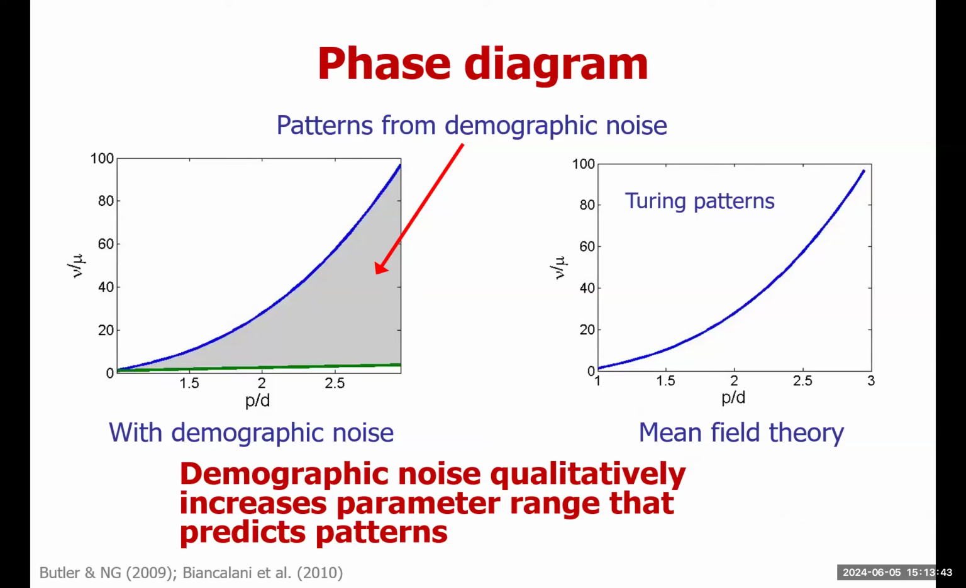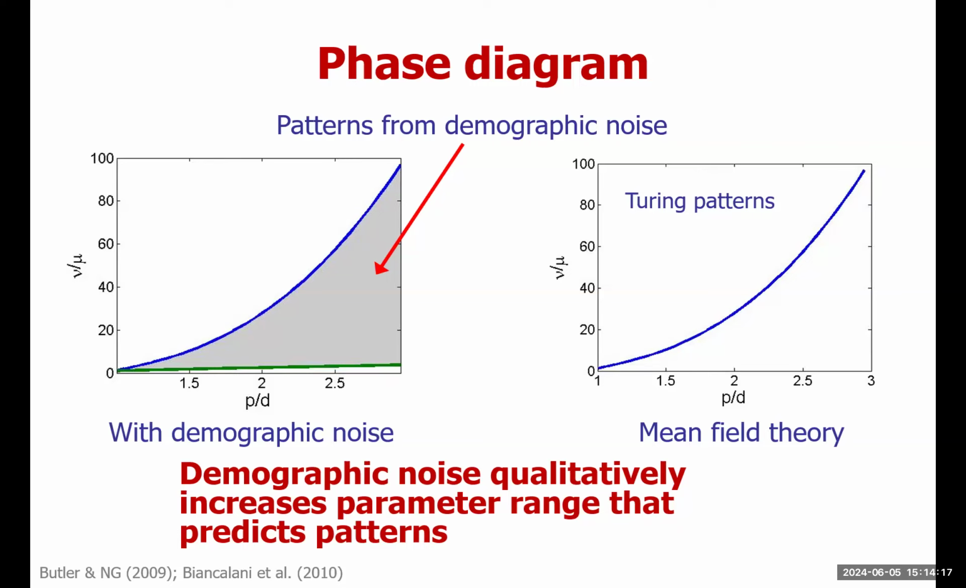And then what you discover is the following. So this is what I already showed you. This is Turing's original calculation, which from our statistical mechanics point of view is mean field theory. And now you look at the phase diagram when you have demographic models. So this here is still the deterministic Turing patterns. This below here is still the region where there are no patterns. And this gray region here is a region where you have patterns, but they come from demographic noise.